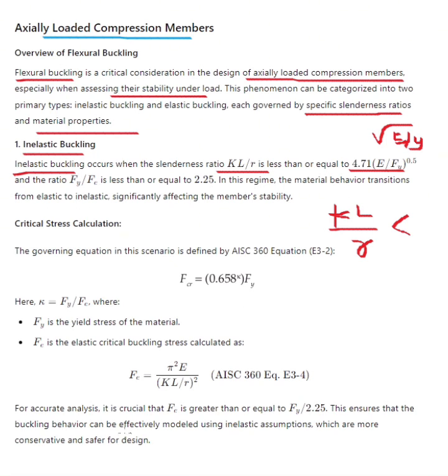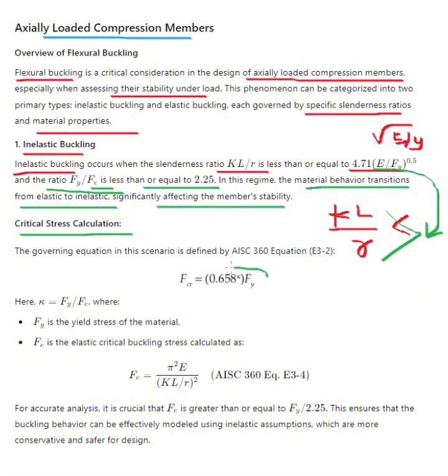So when does elastic buckling occur? If the KL/r ratio is greater than 4.71 times the square root of E/Fy, then elastic buckling occurs. Also, if the ratio of Fy/Fe is less than or equal to 2.25, inelastic buckling occurs. In this regime, material behavior transitions from elastic to inelastic, significantly affecting member stability.